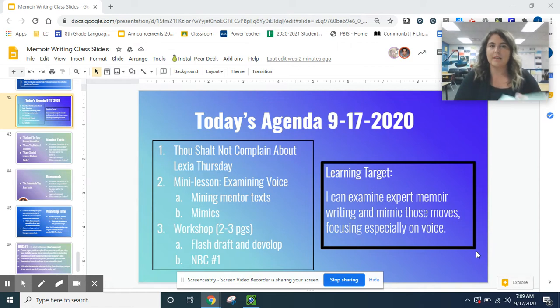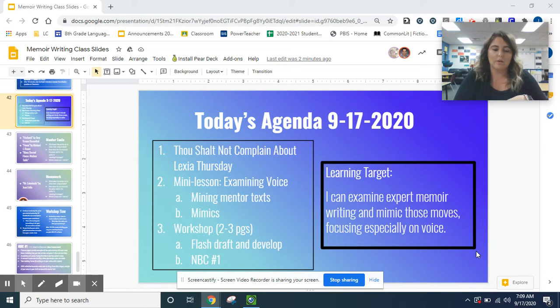We're actually going to be utilizing our mentor text packet. So if you do not have this, pause the video, go grab a mentor text packet. You should have one. We passed them out at the start of class today. So you've just finished Lexia in our Thou Shalt Not Complain Thursday, and we're going to go ahead and move forward with our lesson.